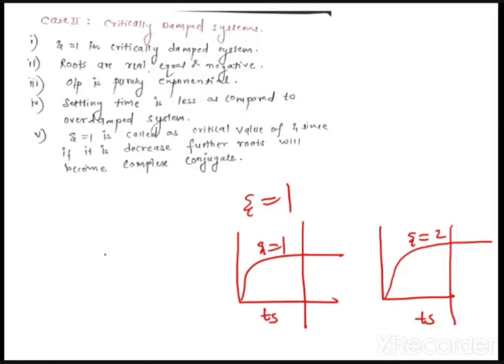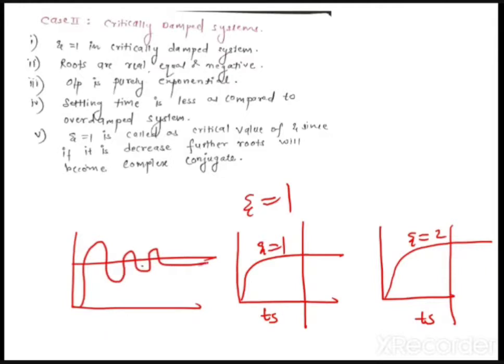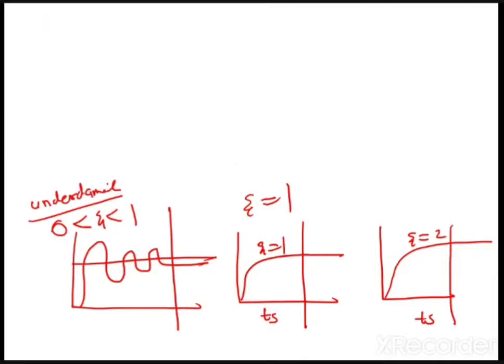But if you decrease the value of zeta, you can see the nature of the system will change and the nature will become oscillatory. And this is where zeta is less than 1 but greater than 0. So this is called an underdamped system, this is called a critically damped system, and this is called an overdamped system. So these are the three types of systems.